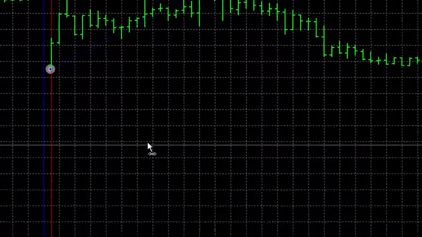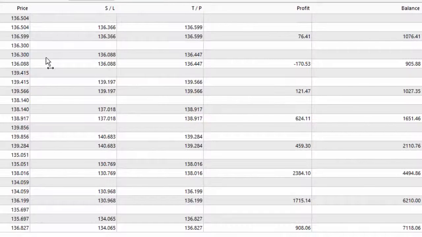So let's have a quick look at the actual results on the trading account. As you can see, there's the positive, there's that negative deal that we saw, and there are the positive deals that came through, and the account grew from $1,000 to $7,100 over that period, trading 1 lot per transaction.